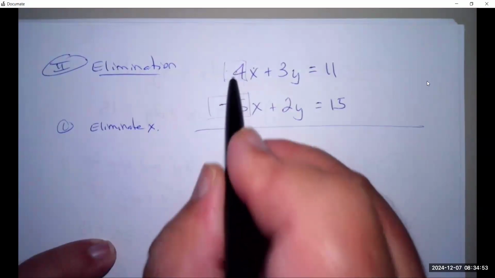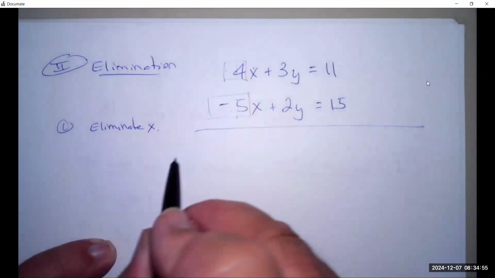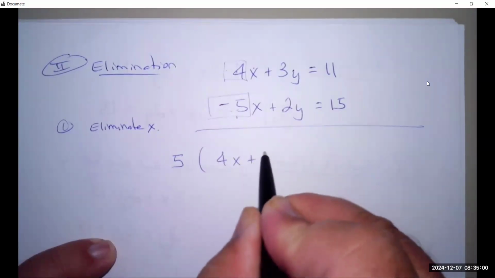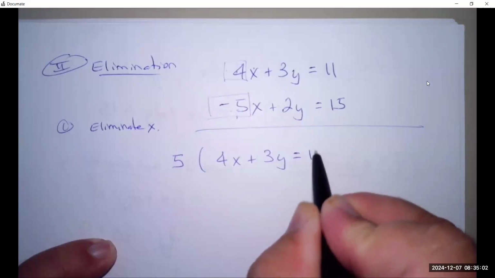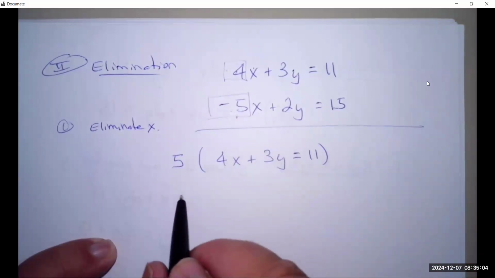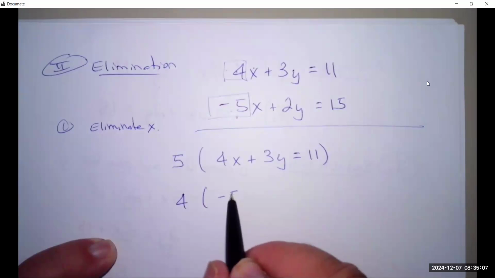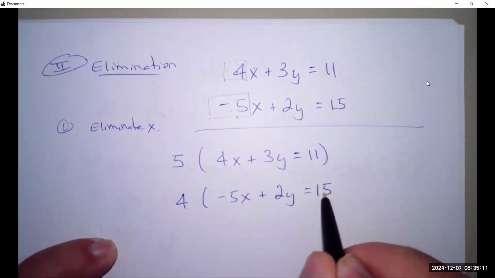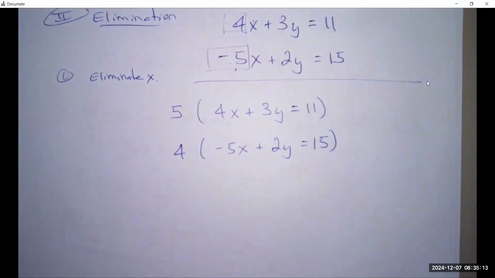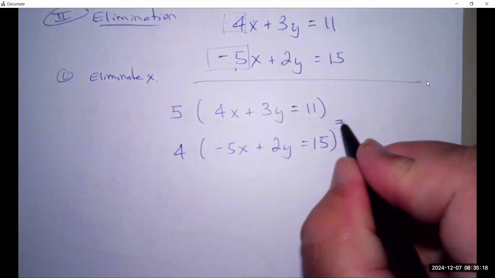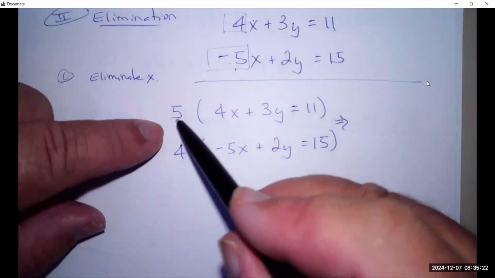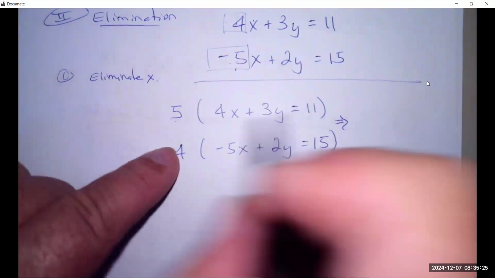In order to get rid of the x, I need to have the same number but different signs. So to get the same number in front, I have to multiply the first equation by 5, and the second one I have to multiply by 4. Because now you'll see, because they have opposite signs, 5 times 4 and 4 times 5 both give us 20.